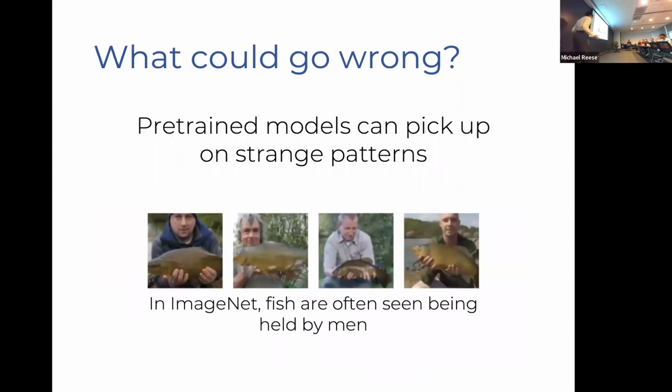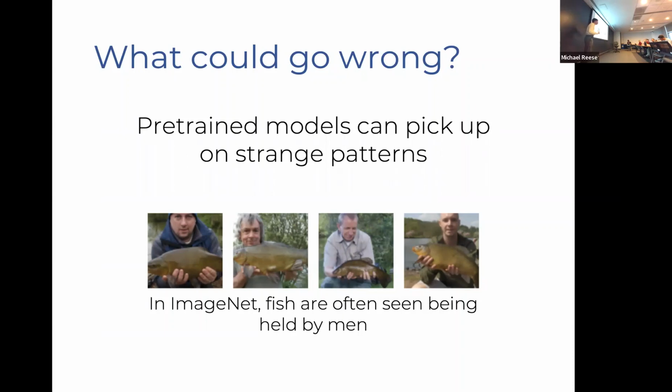So it seems like nothing could go wrong, but let's ask the question anyways. What could go wrong? A common story that we've seen over the last couple of years is that deep learning in general learns strange things. In particular, when you're learning this big pre-trained model on this enormous data set, you have no idea what's inside of it. Chances are that pre-trained model is going to pick up on some strange patterns as well.